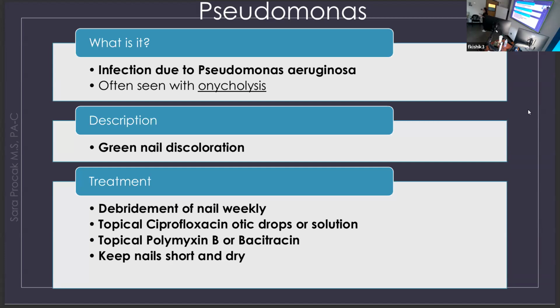Ciprofloxacin comes in a solution, usually an otic solution. That's how you're going to prescribe it, but you're going to put in the directions, apply to nail. Sometimes the pharmacy will call you and say, this is for the ear, why are you telling your patient to use this for their nail? The patient knows what the plan is. They're just going to be applying it as directed.